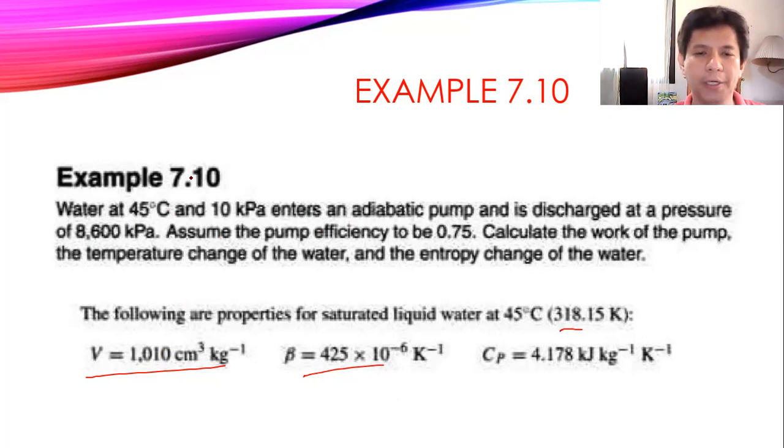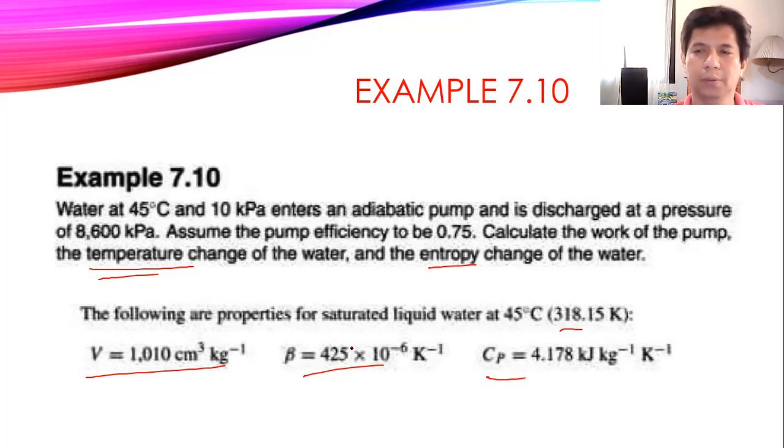Next, the temperature change of water. In order to solve the temperature change of water, just use the delta H equation. Delta H is equal to Cp delta T, and so on. To memorize, you can also look at the handout. Then for entropy, once you've calculated the temperature change, just use the entropy equation. First, you need to calculate T2, then calculate the entropy change of water. This is the Cp, 4.178 kilojoules per kilogram per Kelvin.